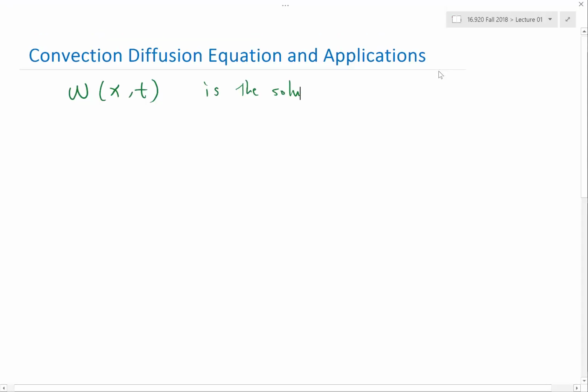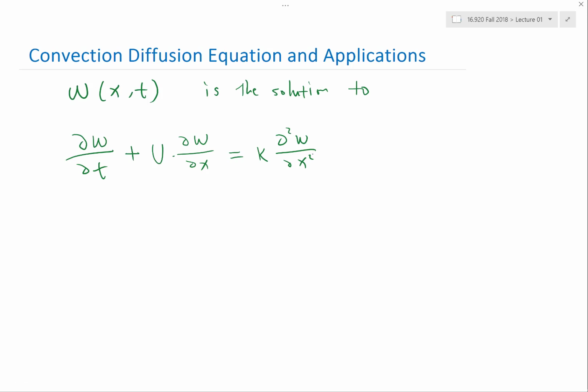Okay, so let's say W is a function of x and t, so it's the solution to the following equation: partial W, partial t, plus a velocity U times partial W, partial x is equal to kappa, which is the diffusion coefficient, times the second derivative of W with respect to x. So this is an equation with 3 terms.